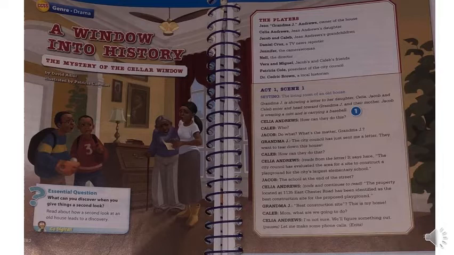Okay, so as the play opens, the characters here, Grandma J and Celia are looking at a letter. Jacob and Caleb are walking into the living room. Jacob is wearing a mitt and carrying a baseball. So all of these stage directions are indicating to us what the characters are doing. All right, here there is a problem. What is the problem that is introduced in this first scene? So they want to tear down Grandma J's house.